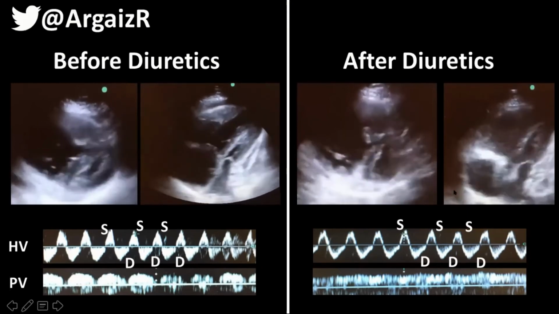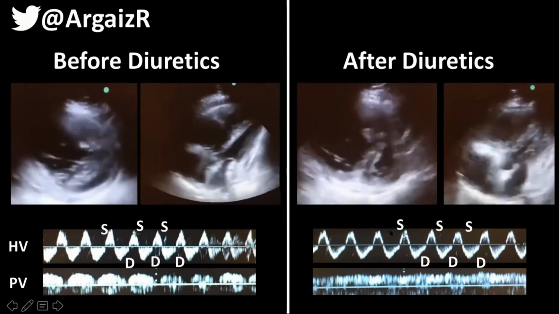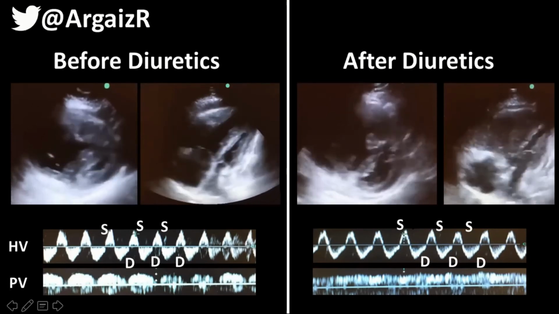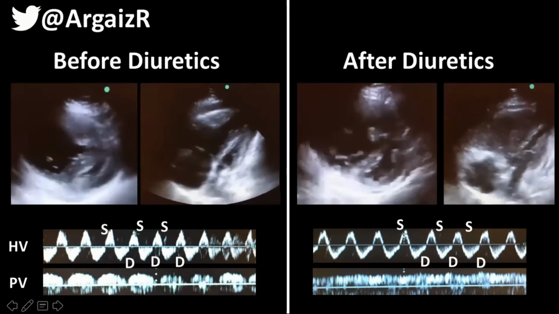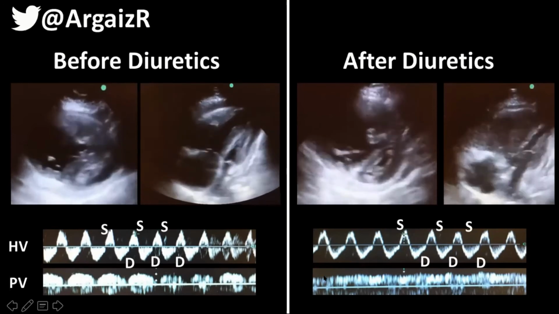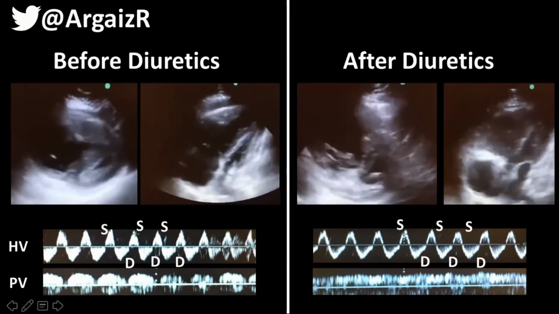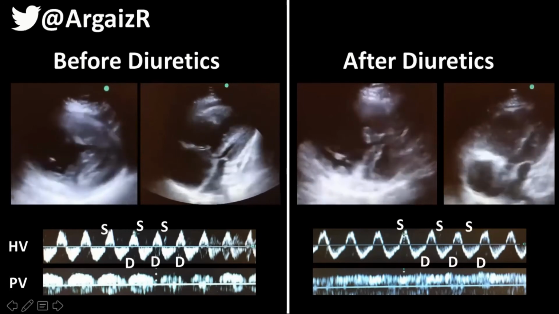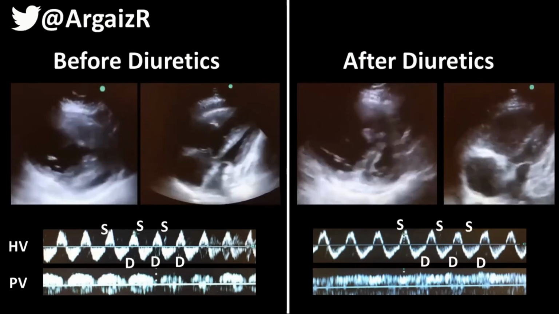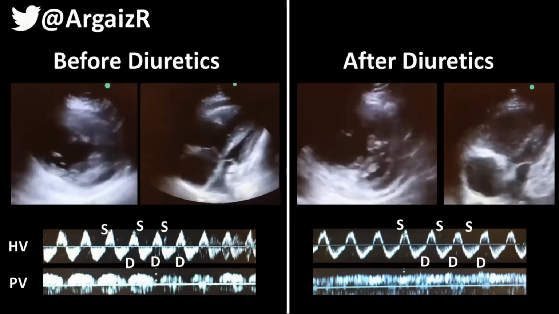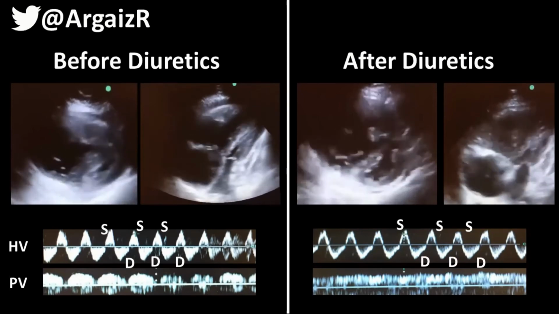We did not cure the tricuspid regurgitation, of course, so there's persistent reversal of the S wave. However, we were able to normalize portal venous flow. And so this can help you see how the portal vein can still be useful and can still be used to assess venous congestion, even in the presence of severe tricuspid regurgitation.